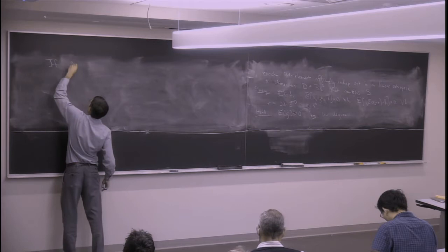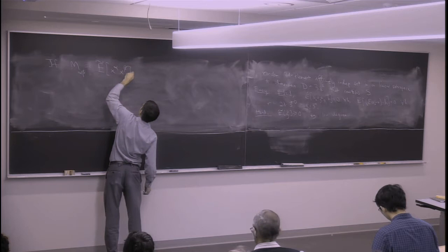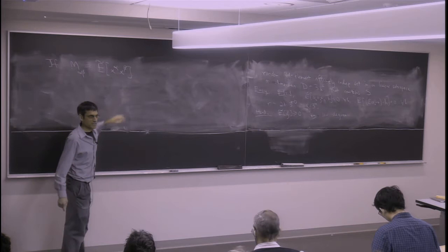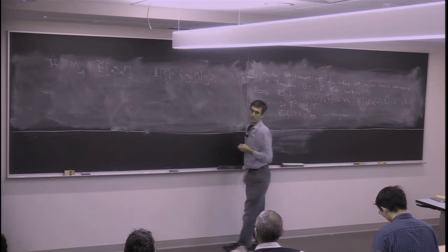Okay, so if M is the matrix whose expected value alpha beta entry is this expectation, then the pseudo-expectation of G squared can be expressed as a kind of inner product.